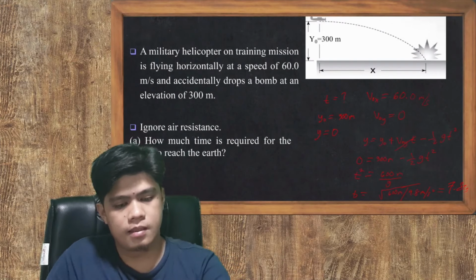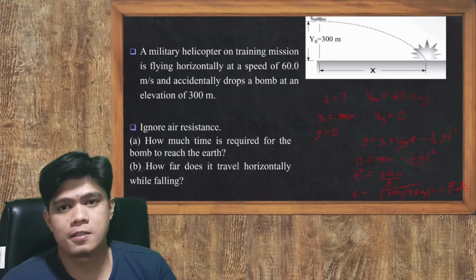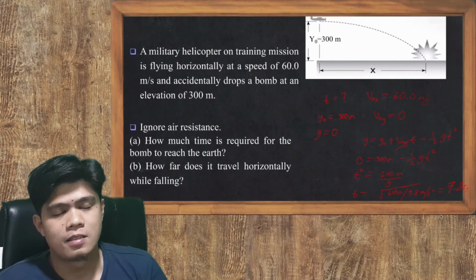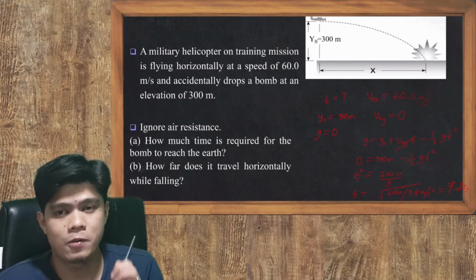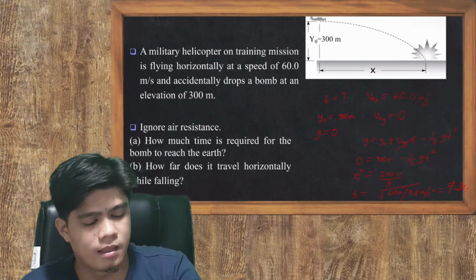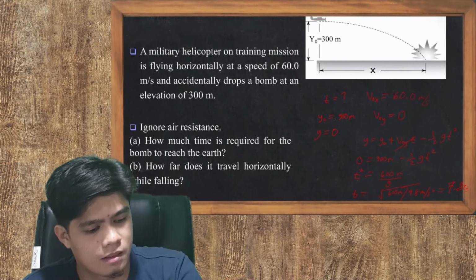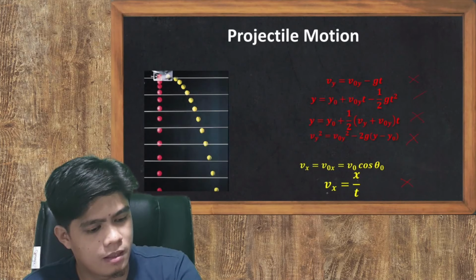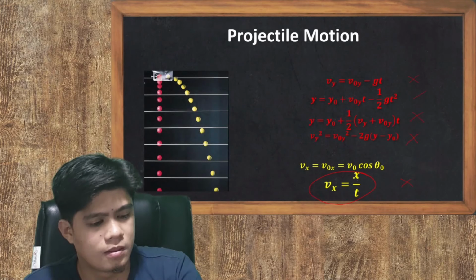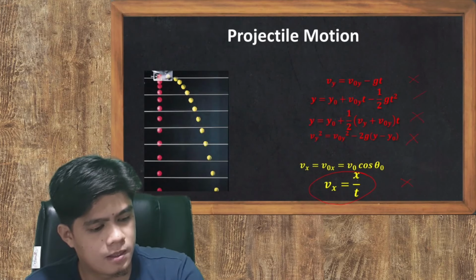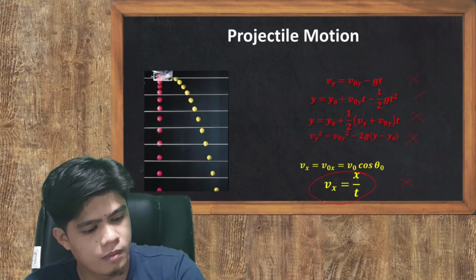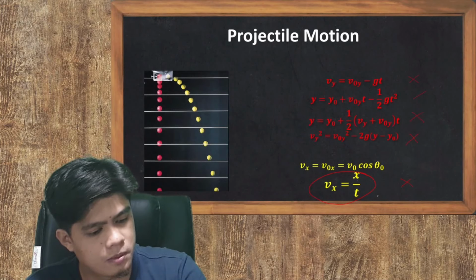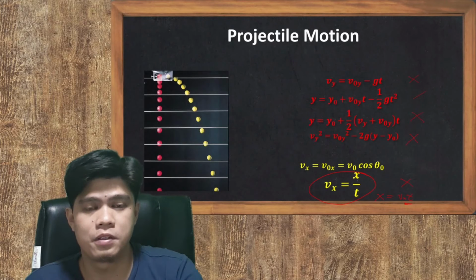Now, our next question is, how far does it travel horizontally? So when we say horizontally, there's only one equation for that, and the equation for that is this one. Okay? So our range is just equal to x equals v x times t, and the value of this t is what we solved previously.